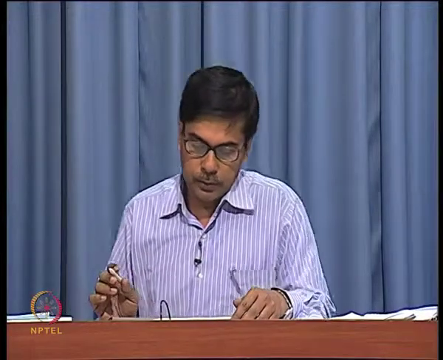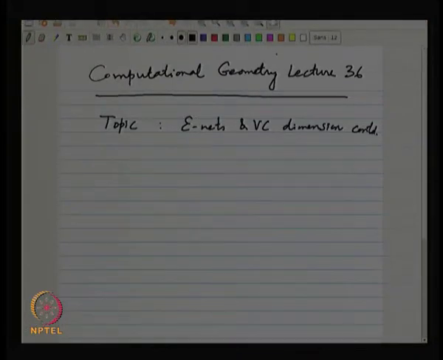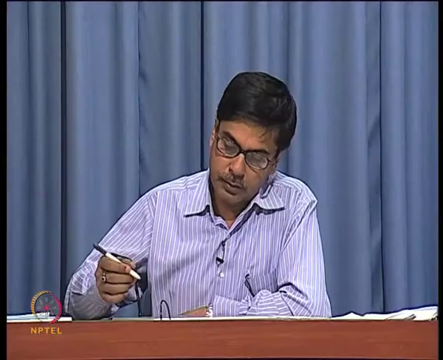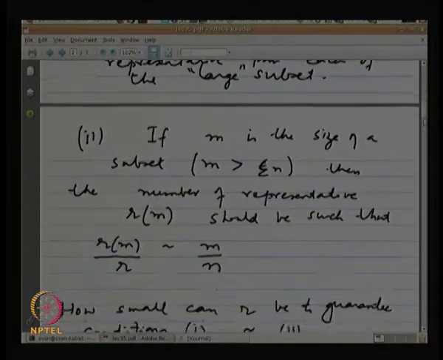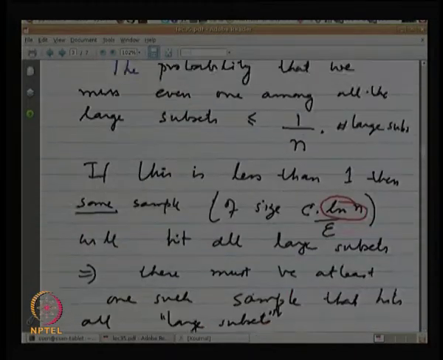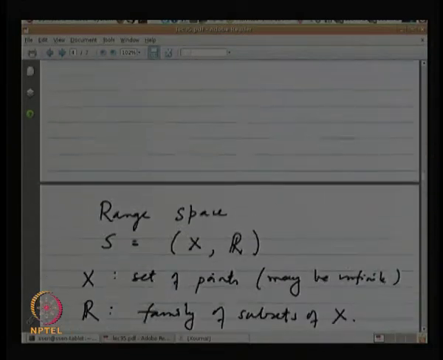So, we continue with our discussion on VC dimension as related to construction of Epsilon-Nets. Just to recap what we did yesterday, in the last lecture, we went through some formal definitions of VC dimensions and range spaces.